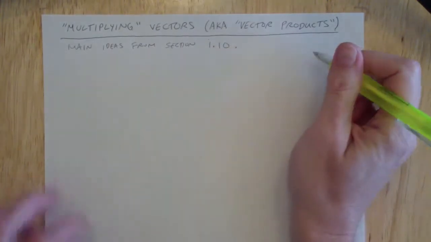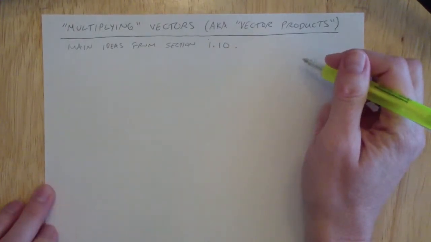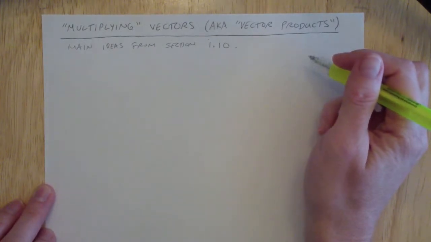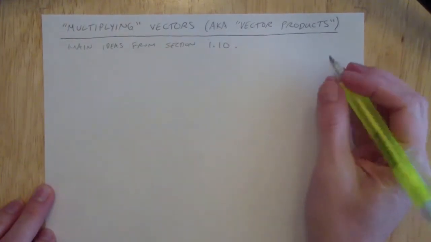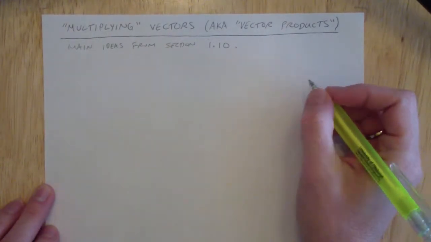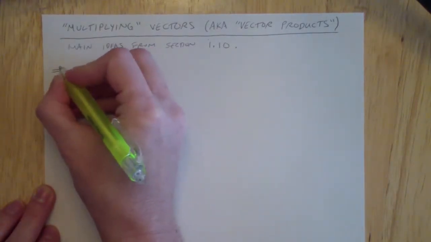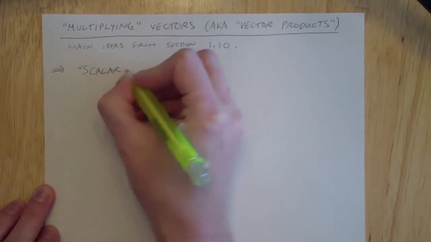So if you're comfortable with these ideas already from previous math exposure, then this video is probably not necessary, but it will highlight some of the conceptual understanding of the vector products that we'll use later in this course and more in 2049. Okay, so the first kind is going to be what's called a scalar product.